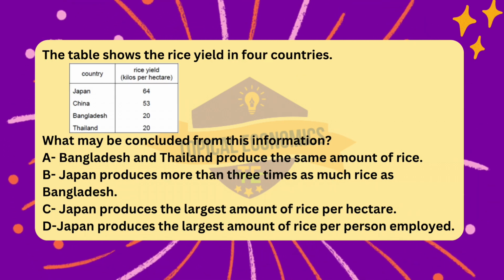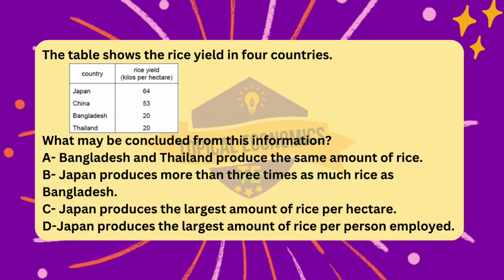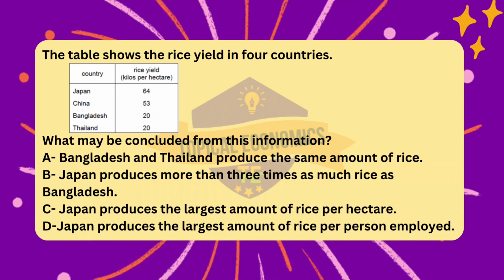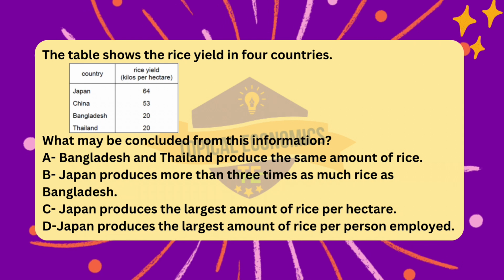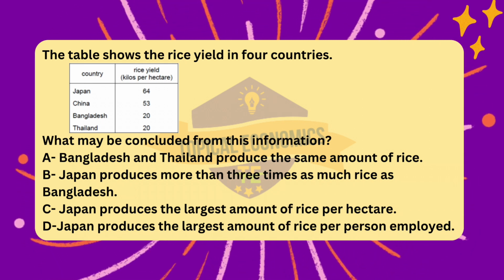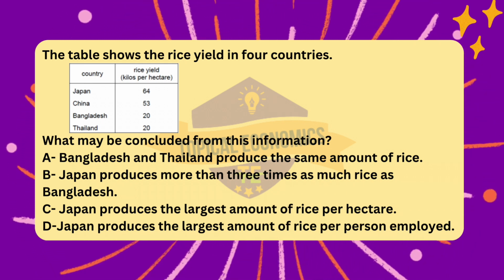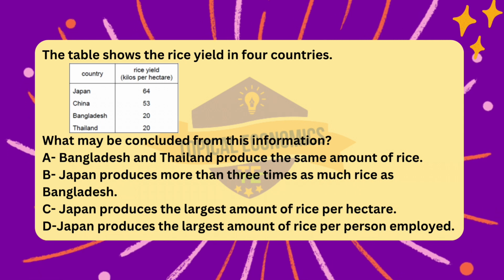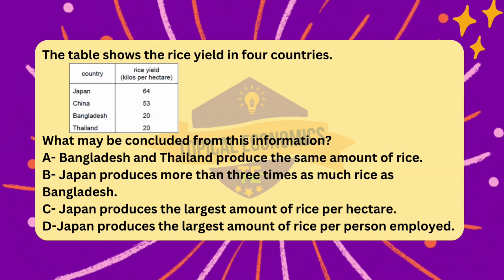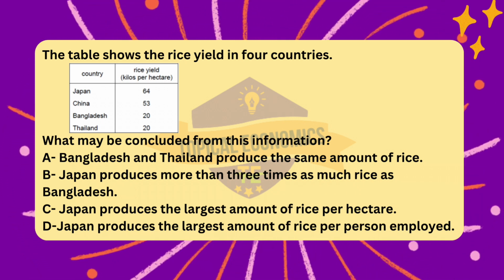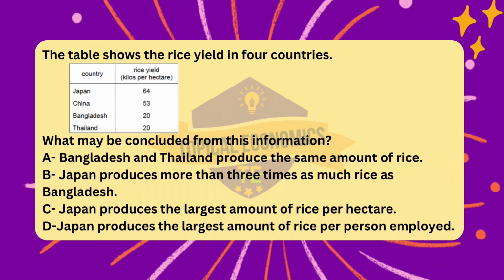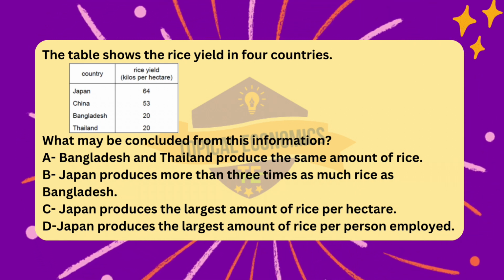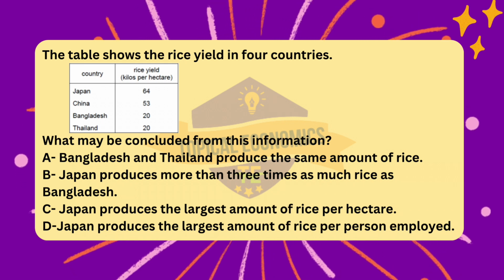The table shows the rice yield in 4 countries. What may be concluded from this information? A. Bangladesh and Thailand produce the same amount of rice. B. Japan produces more than 3 times as much rice as Bangladesh. C. Japan produces the largest amount of rice per hectare. D. Japan produces the largest amount of rice per person employed. Reference, 2018 May-June version 1.